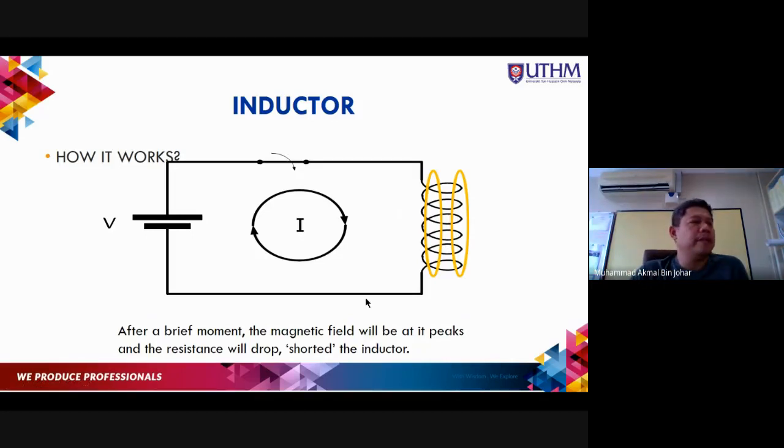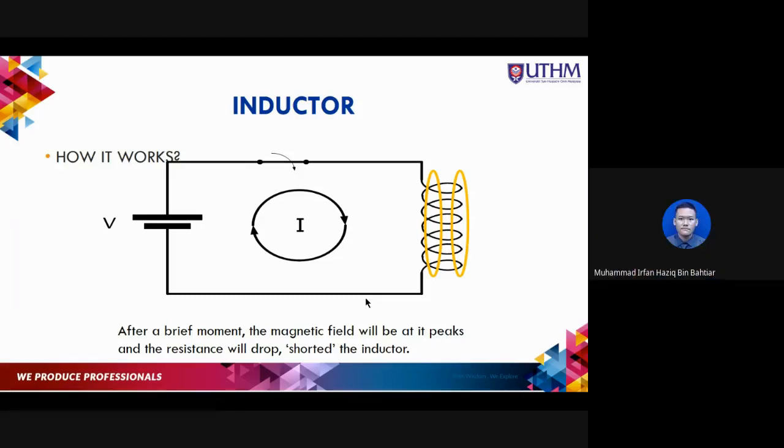After a brief moment, the magnetic field will be at its peak. So we have reached the maximum magnetic field that can be produced by that inductor. In this case, the resistance will drop because the current flowing across the inductor is not being used anymore for the magnetic field. So you can say that the resistance will drop, and the inductor will be shorted.